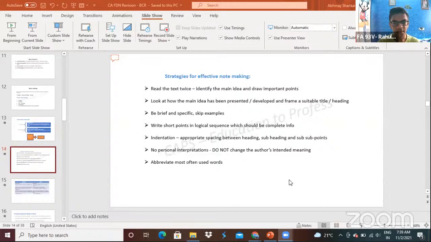Be brief and specific. Skip examples. Write short points in logical sequence which should be complete info. Indentation. Appropriate spacing between heading, subheading, and sub-sub points. No personal interpretations. Do not change the author's intended meaning. Abbreviate most often used words. So these are the strategies for effective note making.